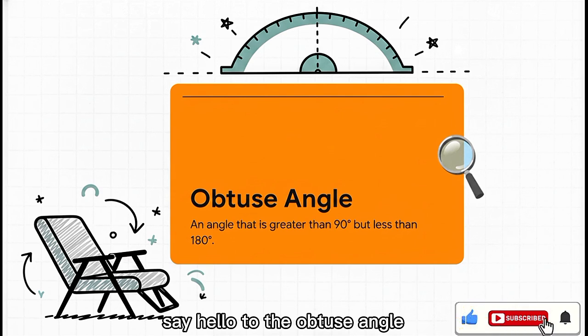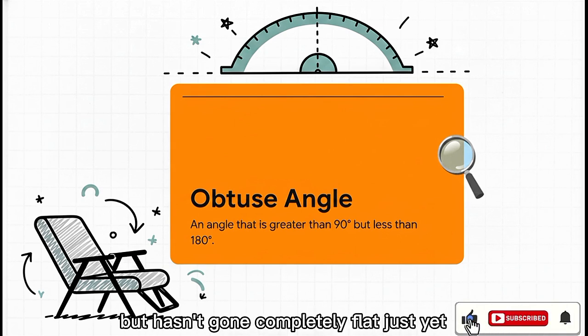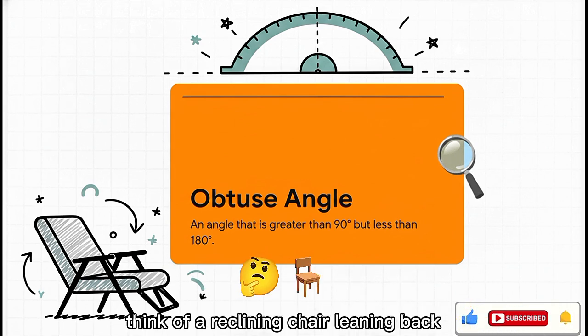Say hello to the obtuse angle. This angle leans back. It's past that perfect 90-degree corner, but hasn't gone completely flat just yet. It's greater than 90 degrees, but strictly less than 180 degrees. Think of a reclining chair leaning back.